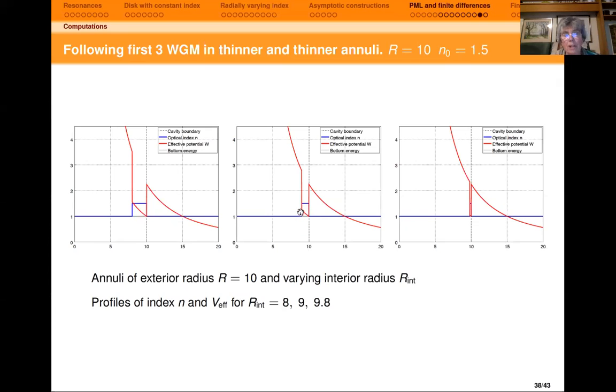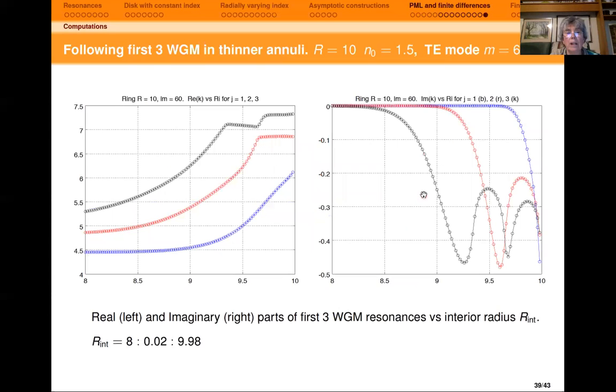And getting thinner and thinner. So these are 3 examples, but I need for all these values, it is 100 values different, and these are the real part. So this is the real part of the first mode, the first whispering gallery mode. The second one, the real parts, and the third one. And here you see the imaginary parts.